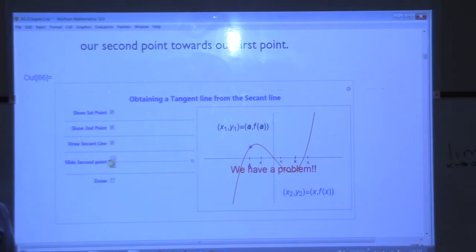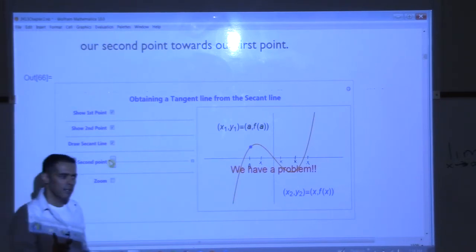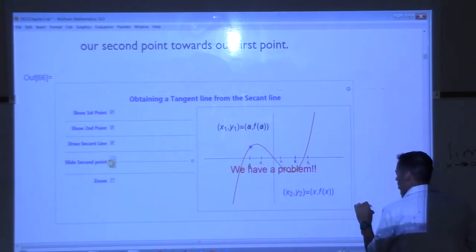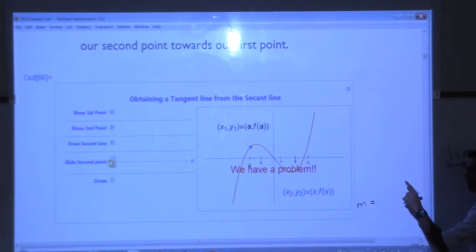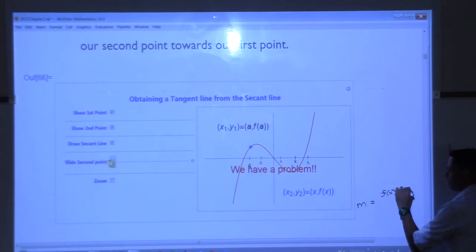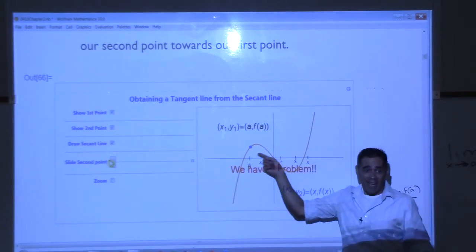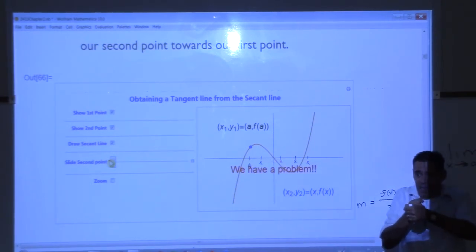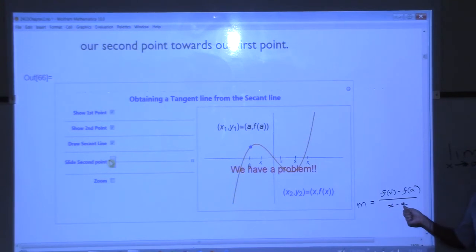Why is that a problem? Look at your formula. What was the slope of the secant line? It was f of x minus f of a over x minus a. If x actually ever lands on a, then a minus a is 0, and f of a minus f of a is 0. So it's undefined. What we're saying is that it's not possible to find the equation of a line through one point. You have to have 2 points, don't you?